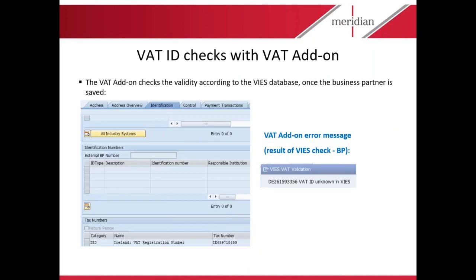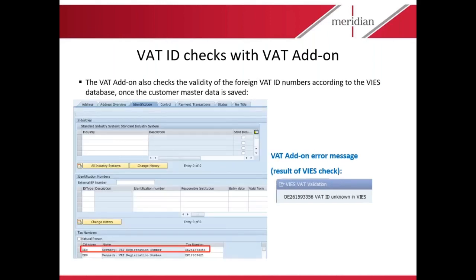Within the Meridian VAT add-on, we look a little bit differently at the VAT ID checks, and we like to have a more robust approach to checking that correct information is within your system. So the VAT add-on checks the validity according to the VIES database once the business partner is set up and saved. Also, if you make changes to a business partner where the VAT ID is changed, that will also create a new check on the VIES website. So you're often getting most accurate data by checking the VIES website on a regular basis. And as you can see on the right-hand side, you'll get a VIES VAT validation message to say that this is an unknown number in VIES and therefore shouldn't be used for your customer or vendor.